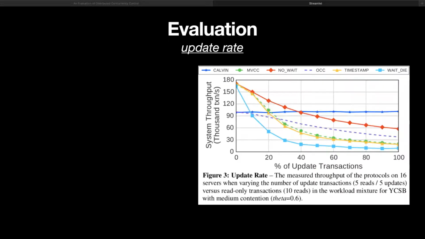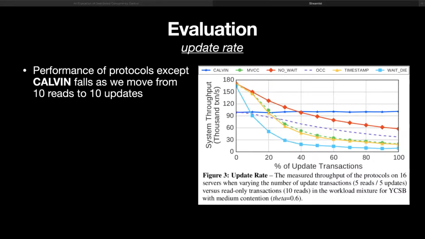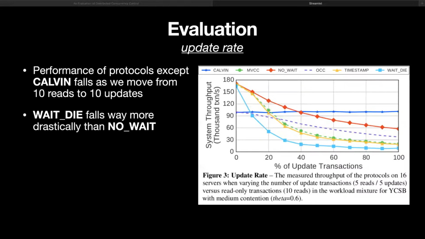Continuing with the update rate being varied, the transactions have 10 read operations in the beginning, and as we move towards the right, the operations become almost 100% update, so all of the transactions are update transactions. As we input more update transactions, the throughput falls drastically for lock-based and timestamp-based protocols. Except for Kelvin, the performance of everything else degrades.